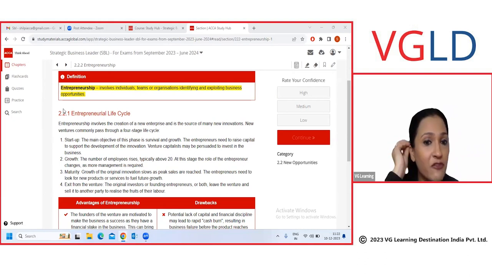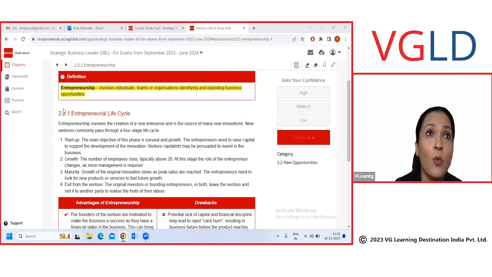So what is the entrepreneurial life cycle? What do you understand by the idea of entrepreneurial life cycle? So let's take the example of, say, Blinkit. We are talking about an online venture which has made its own warehouses, and it delivers at your doorsteps within a time frame of 8 to 10 minutes.